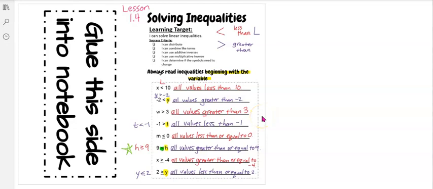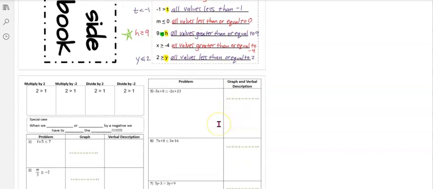Hi everyone. So we are continuing our lesson 1.4 on solving inequalities. We have already talked about how to read an inequality. And we always read starting with the variable. So sometimes we have to switch the variable and the number, which also means we have to flip the inequality symbol. Now, how are we going to solve them?